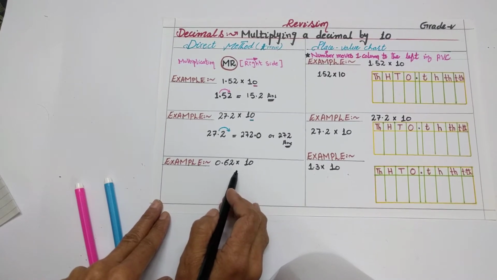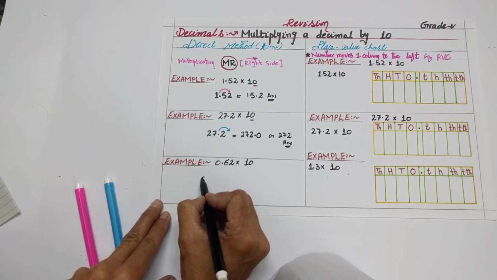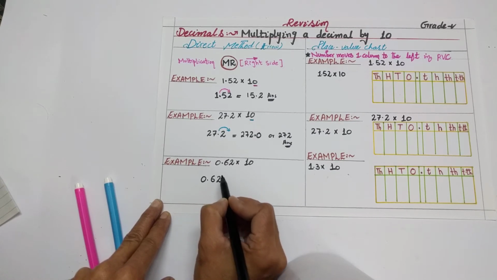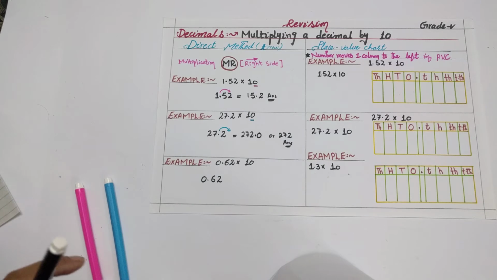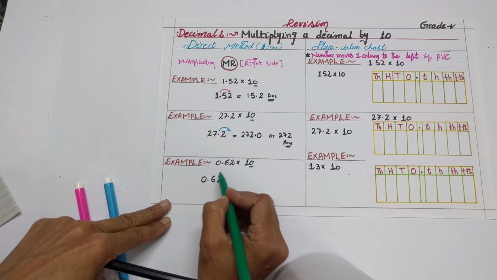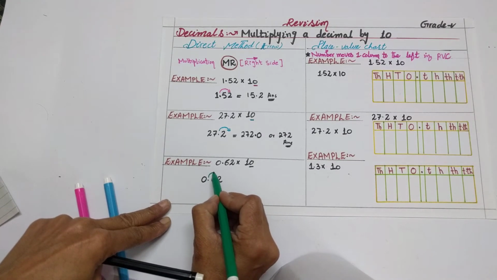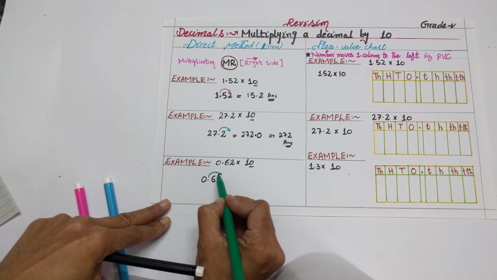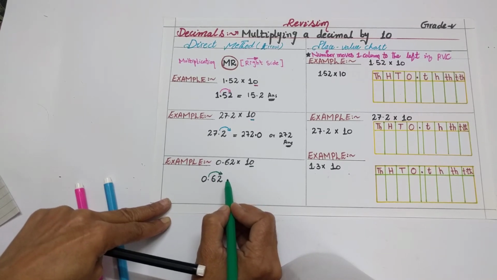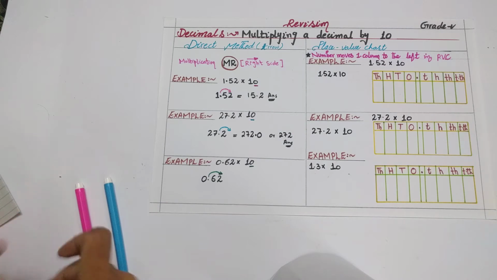0.62 multiplied by 10. So our given decimal number is 0.62. Now according to the multiplier, how many zeros are there? One zero. So I will shift the decimal one place to the right side. One place to the right side. So what will be the answer?